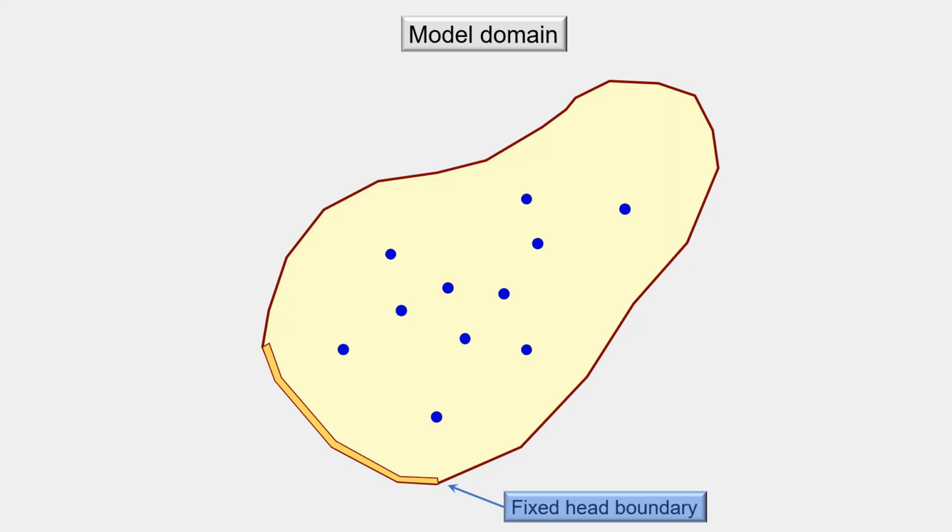So, suppose we've got a situation here where we've got a fixed boundary down the bottom of the system. Here are our observation wells, where we're measuring heads or concentrations, whatever. There's less data around the side of the model domain. And let's assume that groundwater flows in that direction.